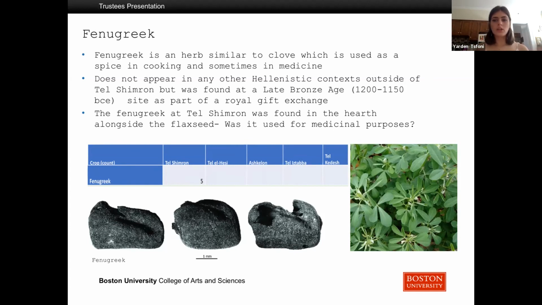But the fenugreek at Tel Shimron was found in the hearth, which is the same context where the flaxseed was found. And looking into this, contemporary uses of flaxseed oil and fenugreek in food preparation and medicinal uses is still common today in the Middle East. Therefore, the higher quantity of fenugreek, but lower quantities of olive and grape in comparison to other sites provides an interesting contrast, which may suggest a unique use of U9490 through 91 in the Hellenistic age, and starts raising questions of, was this area used for medicinal purposes?